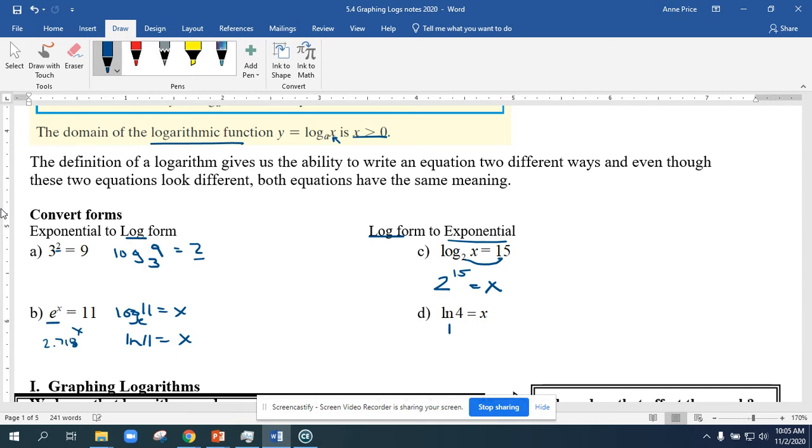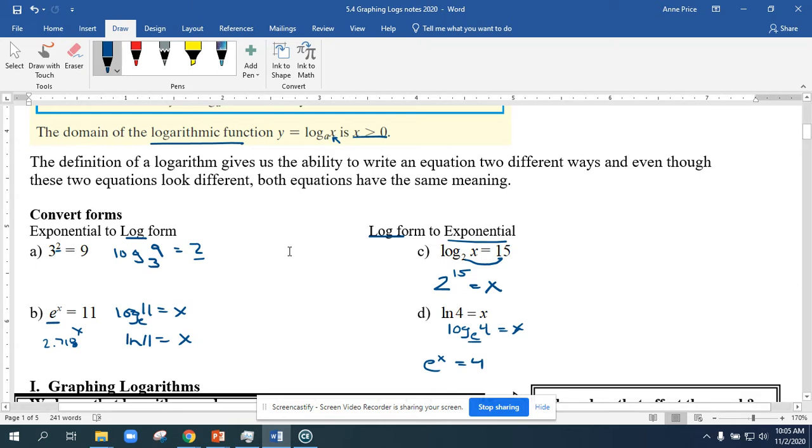In part D, again, natural log can be rewritten as log base e of 4 equals x. And then we could convert that form. Okay, so to do that, we would then take our base, raise it to the unknown exponent, equals 4. And so that's the converted form of e to the x equals 4. Okay, and we'll have some practice on that tonight in case you are a little rusty on it.